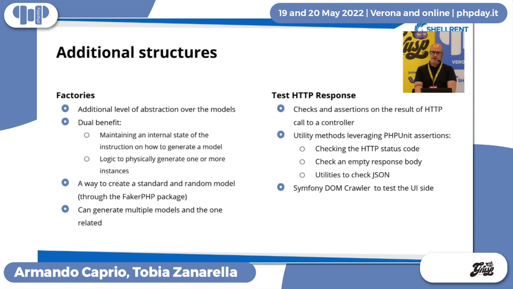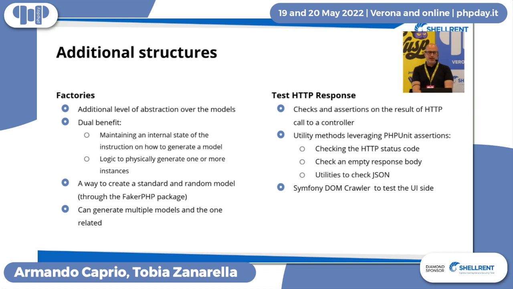Here's where factories come in, to provide an additional level of abstraction over the models. The factories have the dual benefit of maintaining an internal state on how to generate a model, and the logic for physically creating one or more instances. This is done to initialize the state of the models as data providers before the application. This also provides a way to create a standard and random model through the Faker PHP package that can then be persisted in the database during the test case. Also, it can generate multiple models at once, along with the related ones, of course.